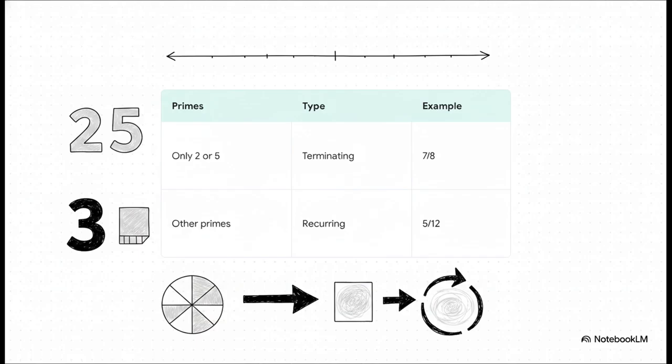Notice how, if the denominator's prime factors are made up of only 2s and 5s, the decimal will cleanly terminate, just like 7/8. But if literally any other prime factor sneaks into that denominator, say the 3 sitting inside 5/12, the decimal is going to be non-terminating and recurring. It is such a phenomenally predictive tool to have in your pocket.